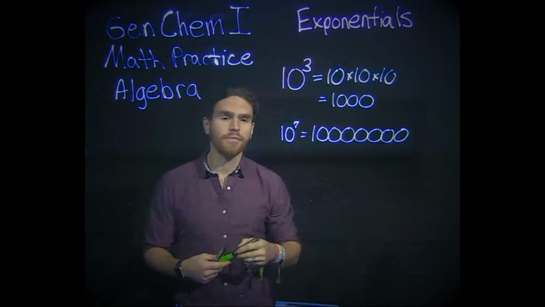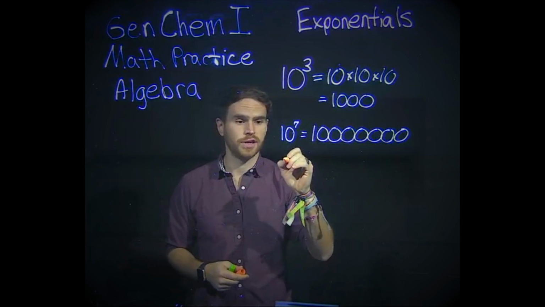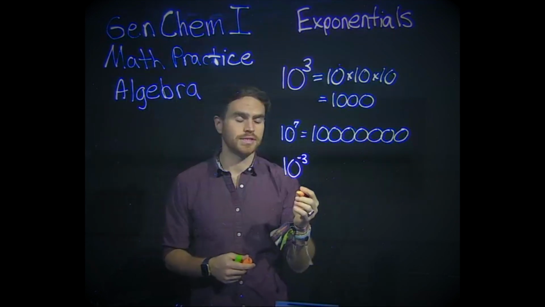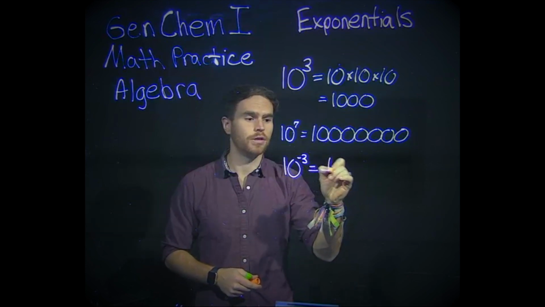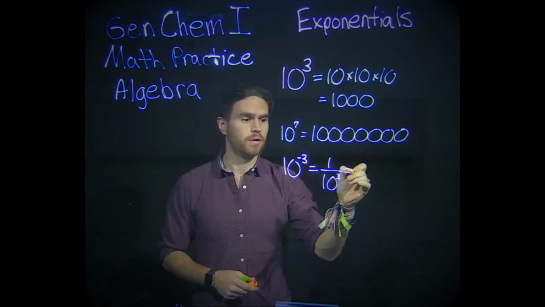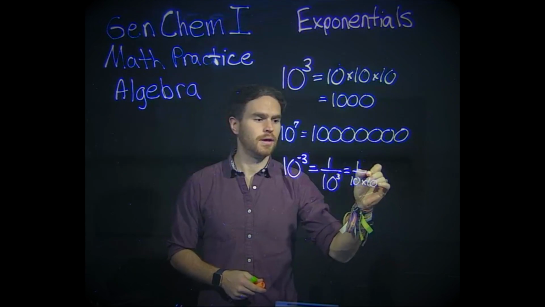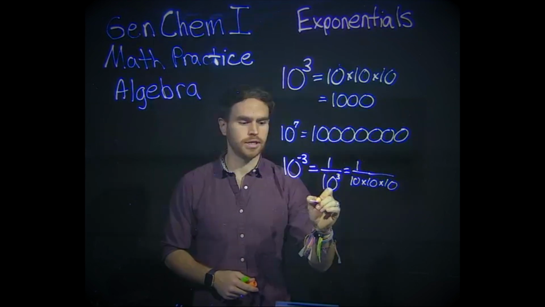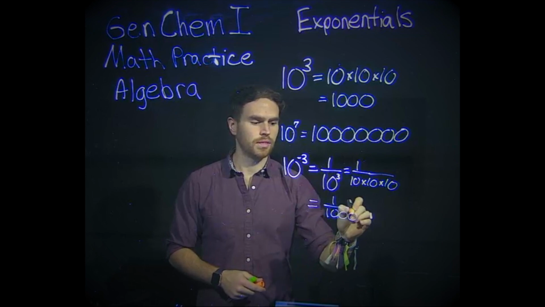Additionally, we'll often use negative exponents when dealing with exponentials. For example, 10 to the negative third. Now this is saying 1/1000th, and it is the same thing as writing 1 divided by 10 to the third, or 1 divided by 10 times 10 times 10. If you perform this calculation, you see that this comes out to be 1/1000th.